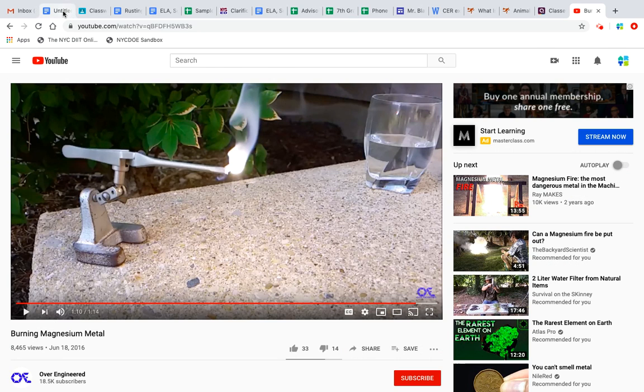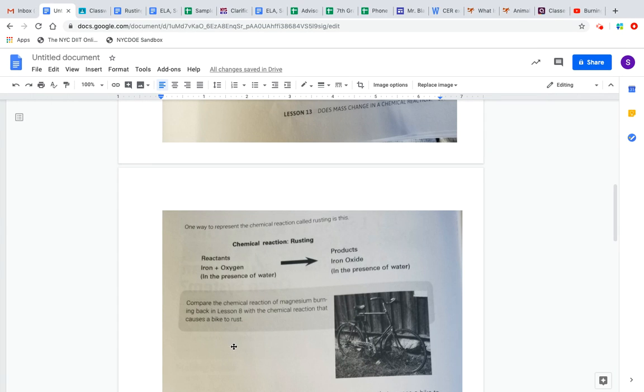And then go back to what our assignment is. Again, compare the chemical reaction of magnesium burning, which we just looked at back in lesson 8, with the chemical reaction that causes a bike to rust. So we're looking at the iron plus oxygen on the reactant side, and then we're looking at that product side, iron oxide. What can you say about both of those? Talk about magnesium burning first, and then finish it up with what you noticed about rust.